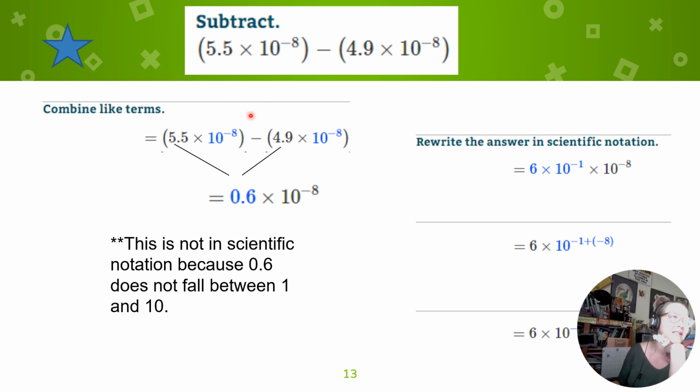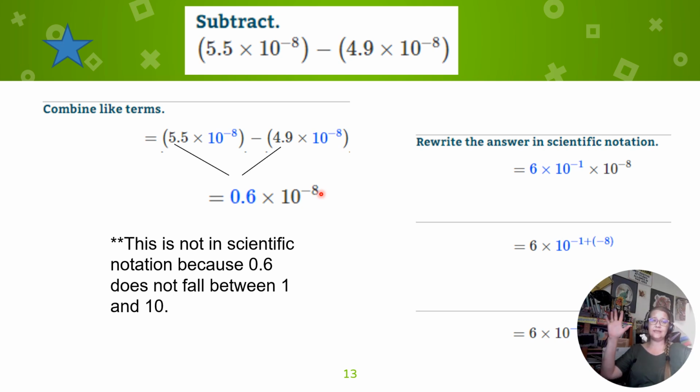All right, let's take a look at this next problem. Now, this is where it gets a little bit trickier. We have 5.5 times 10 to the negative 8th minus 4.9 times 10 to the negative 8th. Negative 8, negative 8, we are good. We can subtract these, so we take that step we just learned where we combine them with the distributive property. We just went 5.5 minus 4.9, and we ended up with 0.6. So we have 0.6 times 10 to the negative 8th power.